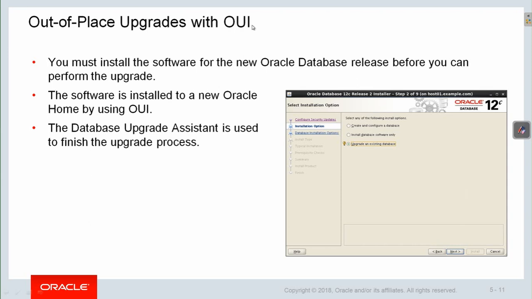And this is an example of the patch set upgrade. So we use OUI. When you start OUI, you will see the installation options. And the third option is upgrade an existing database. Okay, so you choose this option to install the patch set in a new home, so that allows you to perform an out-of-place upgrade. And then once the software is installed, by using DBUA, you upgrade the database as well.